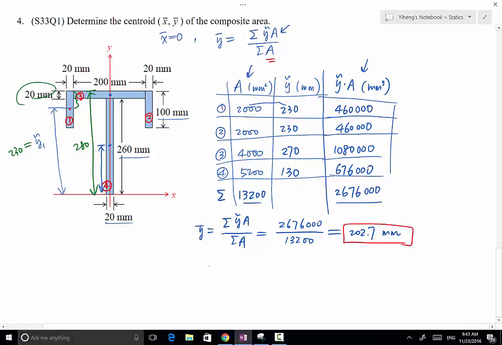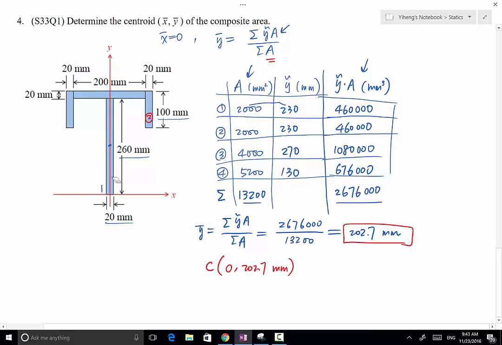Therefore, the centroid location of the composite area equals 0, that is x bar, and 202.7 millimeter. So we can try to mark it on our sketch. 202.7 is probably here. And that is the centroid location.